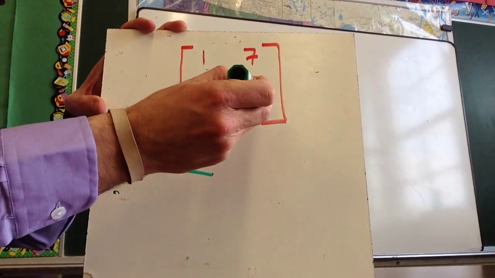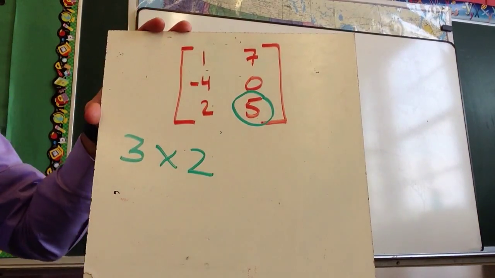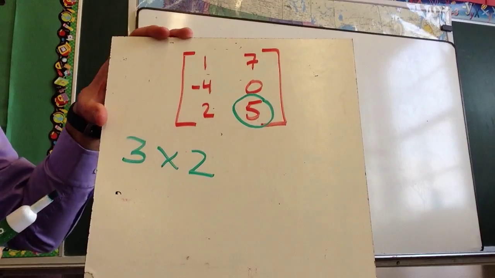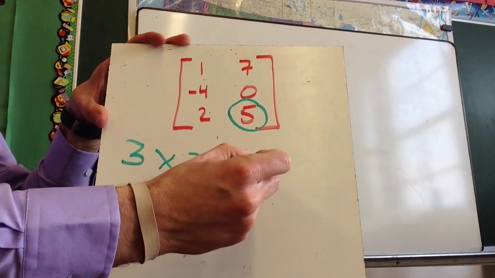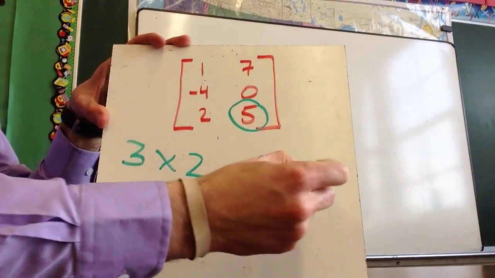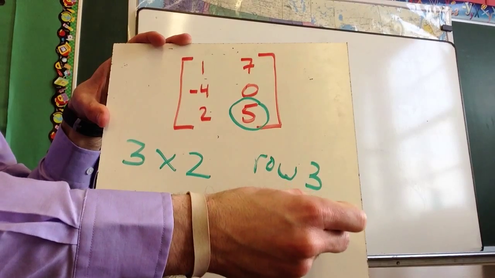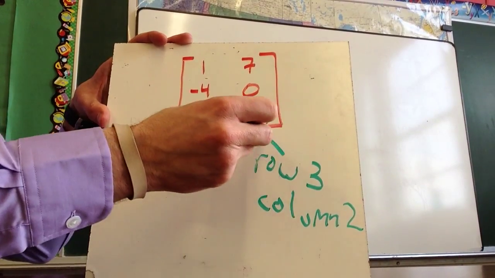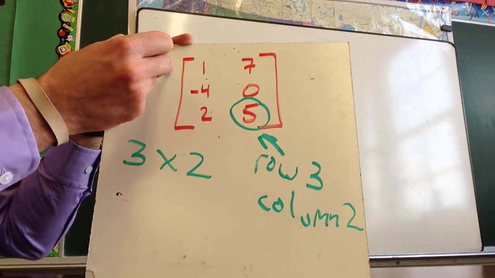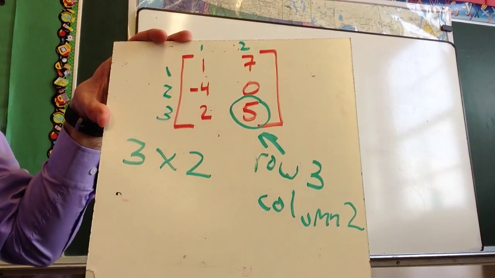Okay, and then they may end up giving you something like having this number circled. And they would ask you, so what position is that number? What position is the 5? And the 5 is in row 3, and it is in column 2. And so you would need to be able to explain where the 5 is. So this is row 3, because it's 1, 2, 3, and then it's column 2.